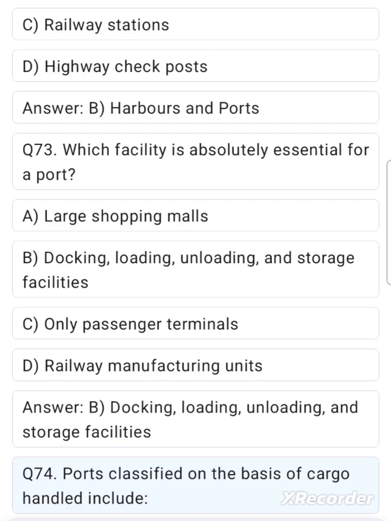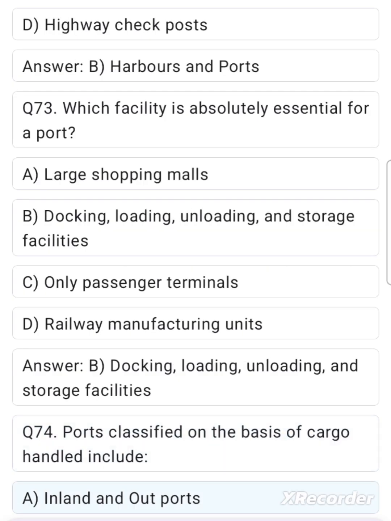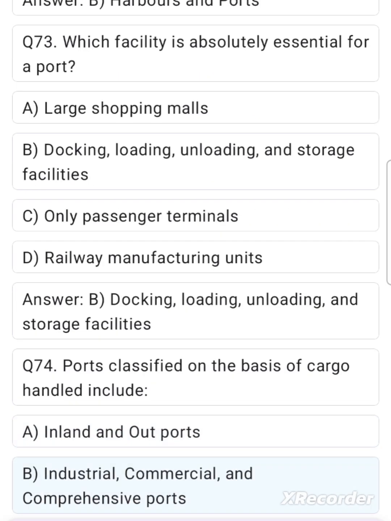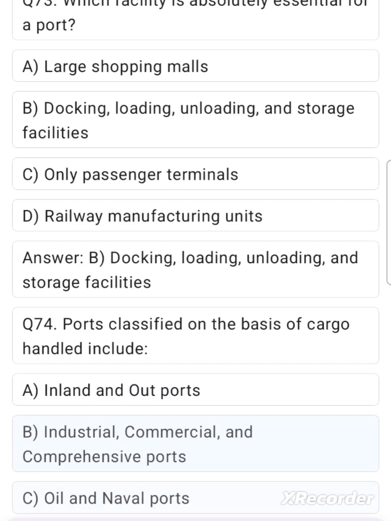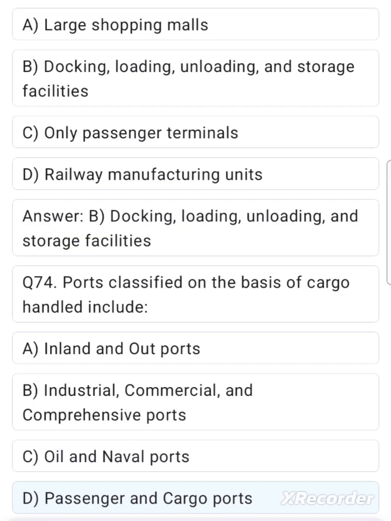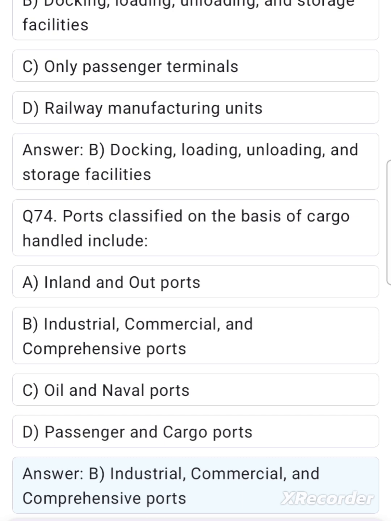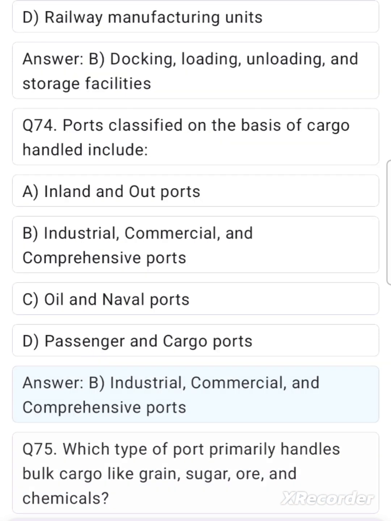Q74. Ports classified on the basis of cargo handled include: A. Inland and out ports. B. Industrial, commercial, and comprehensive ports. C. Oil and naval ports. D. Passenger and cargo ports. Answer: B. Industrial, commercial, and comprehensive ports.